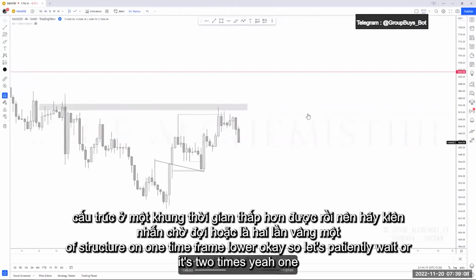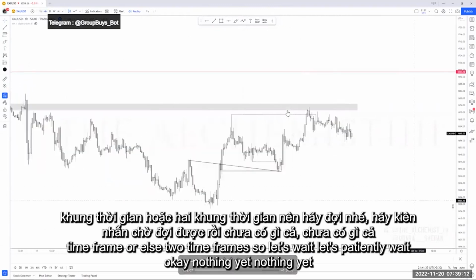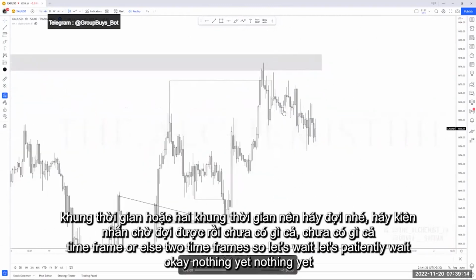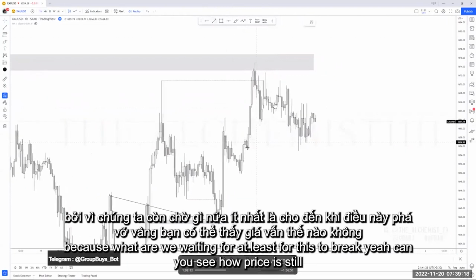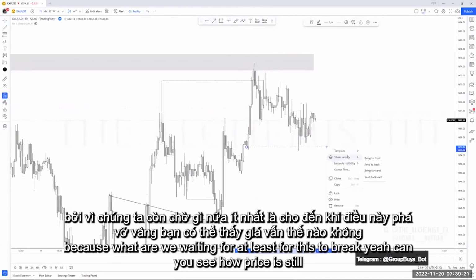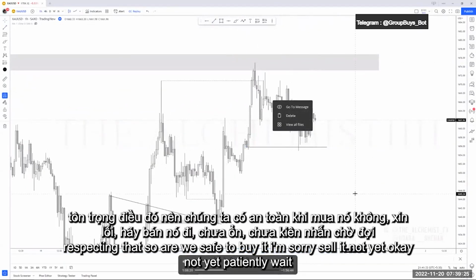So let's patiently wait, one time frame or else two time frames. Nothing yet. Because what are we waiting for? At least for this to break. Can you see how price is still respecting that? So are we safe to buy it? I'm sorry, sell it? Not yet. Patiently wait.